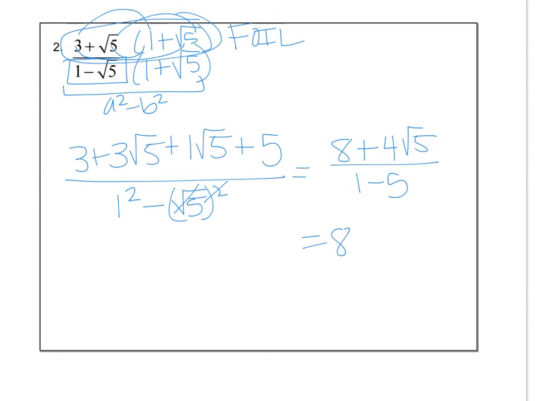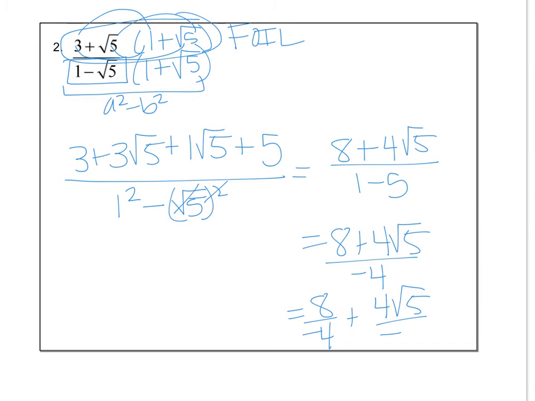So then we have 8 plus 4 radical 5 over negative 4, which is 8 divided by negative 4, and 4 radical 5 divided by negative 4. So we get negative 2 plus radical 5.